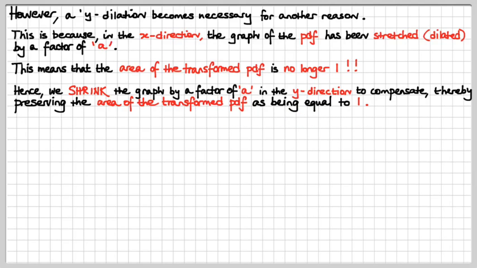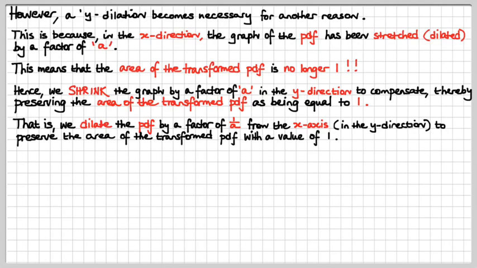That's what we do, and that's why the height of that little transformed graph on the previous screen was less than the height of the original untransformed one. Because you have to squash it by a factor of a in the y direction to compensate for the fact that there was a stretch in the x direction, so that the overall area is still 1.